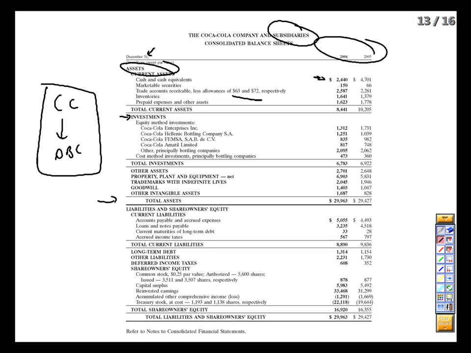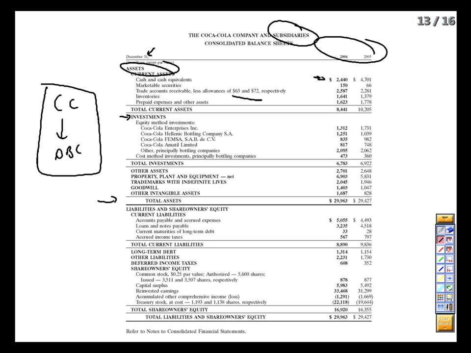Look at the names of these investments. Coca-Cola Enterprises, that's their US bottler. Coca-Cola Hellenic Bottling Company. Other, principally bottling companies. Those others are bottling companies in other parts of the world. Think about that. Why do you think Coca-Cola would want to be able to influence operations at those businesses? If you're Coca-Cola, what do you do?